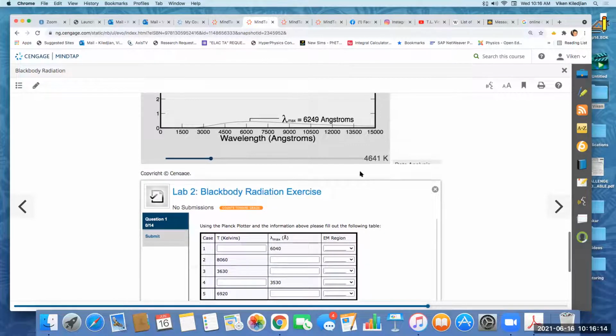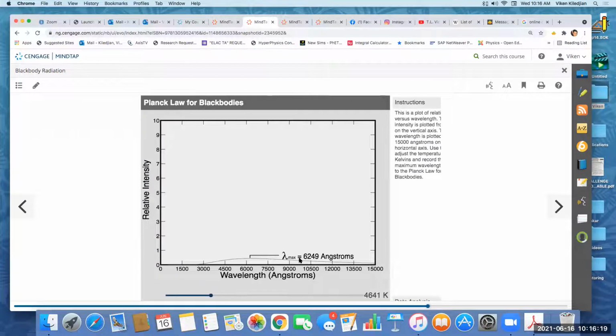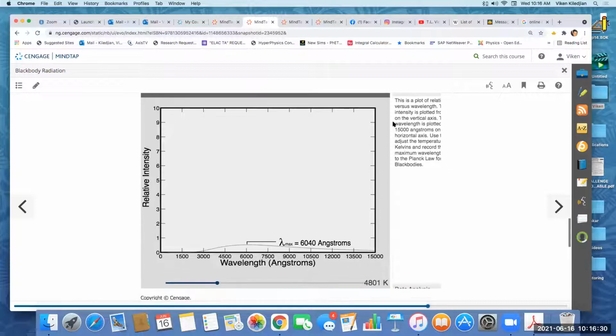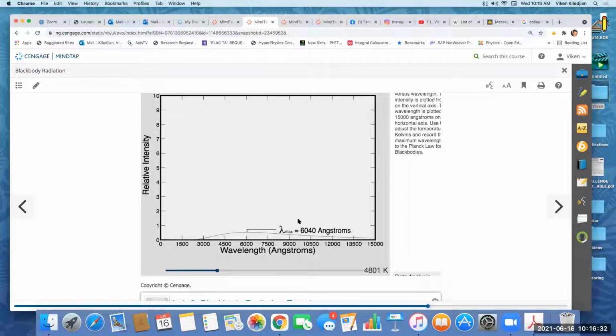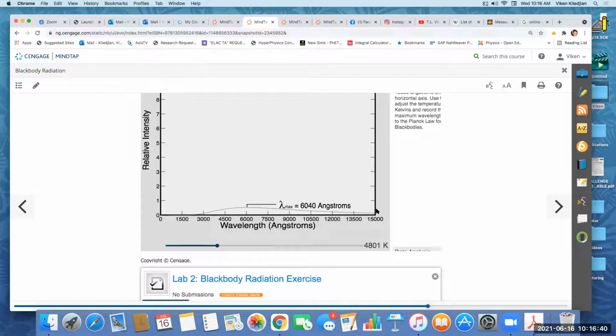For that one, you would take a snapshot of each one. So once you put, let's say, the 6,040, take a nice snapshot of this, and show that the temperature is 4801 and show that the wavelength is 6,040 right there. I mean, it's peaking at 6,040. So you see here, this one right here, this is the peak. In other words, it's the peak relative intensity.